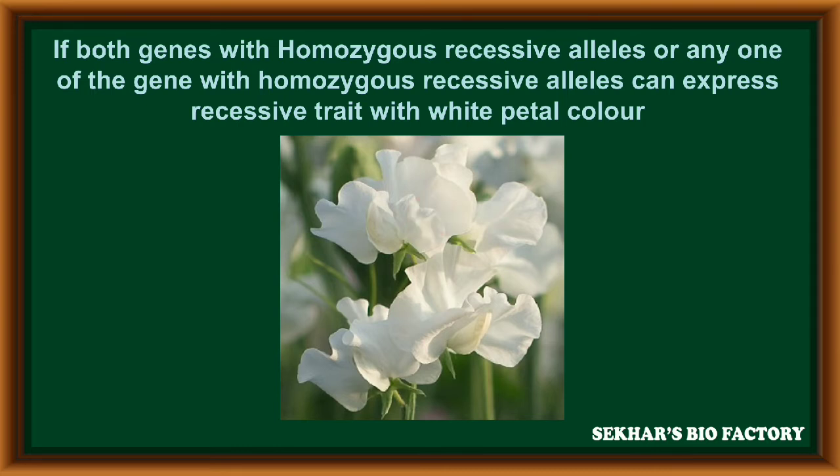That means both purple and white flower colors are expressed due to interaction between two different genes. These two different genes regulate one trait. It is flower color in the sweet pea plant.